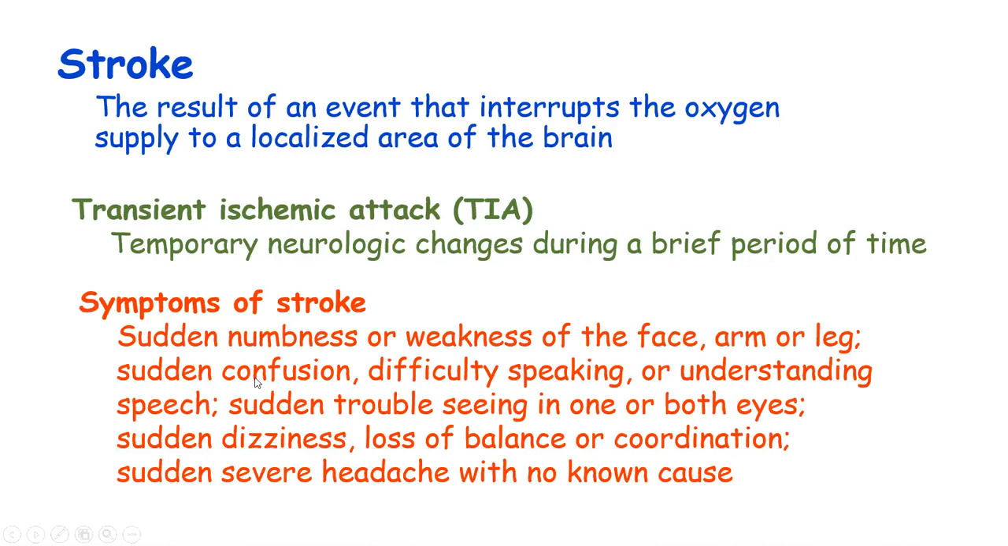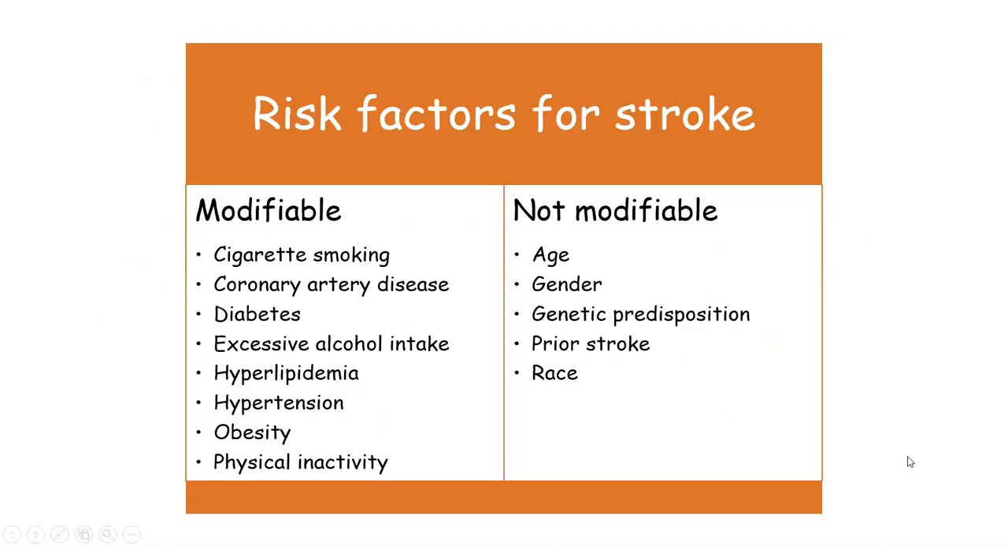Symptoms of a stroke: you have sudden numbness or weakness of the face, arm, or leg. There can be confusion, difficulty speaking or understanding speech, sudden trouble seeing in one eye or both eyes, sudden dizziness, loss of balance or coordination, or a sudden severe headache without any potential cause.